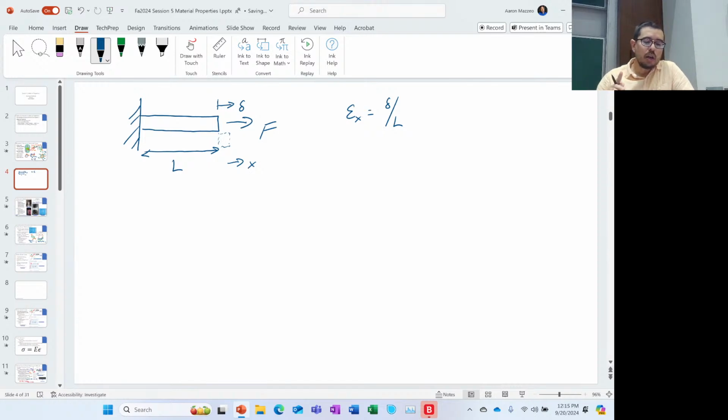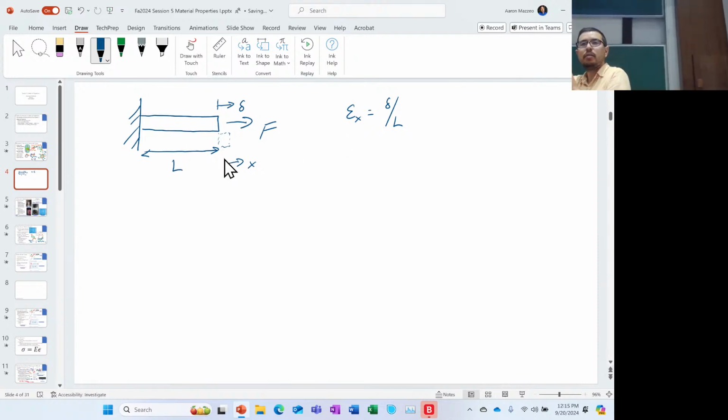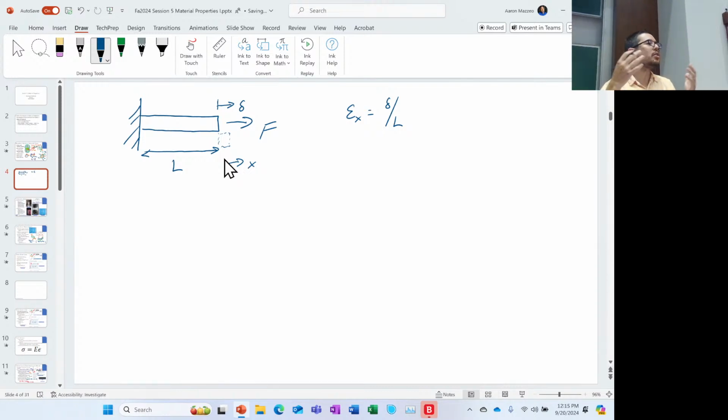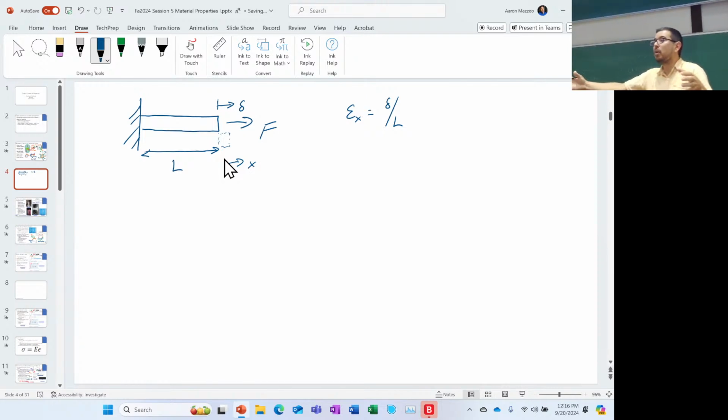So I want to make a point that I didn't make very clearly in the video or last time: this strain, where is this strain present? Okay, we calculated it based on the overall deflection divided by the initial length. But where is the strain present? Yes. Exactly. It's present throughout the entire length of the bar. Just like the stress, okay?